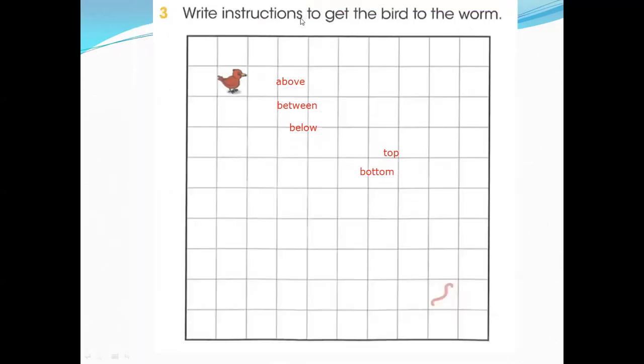Okay, boys, after this, this is the homework. Try to finish it, and you need to write which instruction you are following to come here. I will just give you a little hint. Which instruction gets the bird to the worm? Move three or four steps like this, as you want. Move on the left side, move on the right side. As you want, you can write the instruction, but it should be right, at the top, on the left, on the right, go down, at the bottom, using these words.